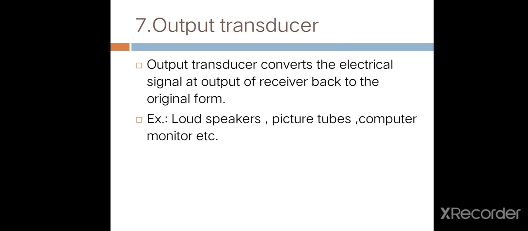Then the output transducer. The output transducer converts the electrical signal at the output of the receiver back to its original form. Examples of output transducers: loudspeaker, picture tubes, computer monitor, etc.